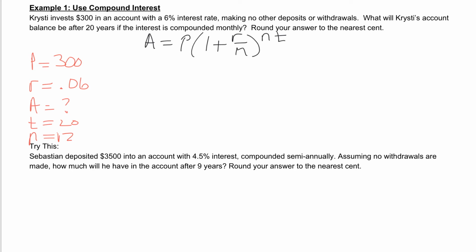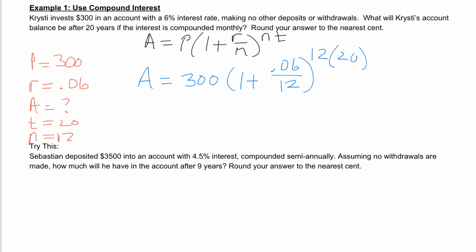Then what we're going to do is plug everything into our formula. So we get A, which is what we don't know, equal to 300 times (1 plus R, which is 0.06, divided by N, which is 12), raised to the 12 times 20. And then you just want to evaluate this. You can plug it all in at once if you're very careful with parentheses, or you can evaluate little parts at a time, which is what I'm going to do.